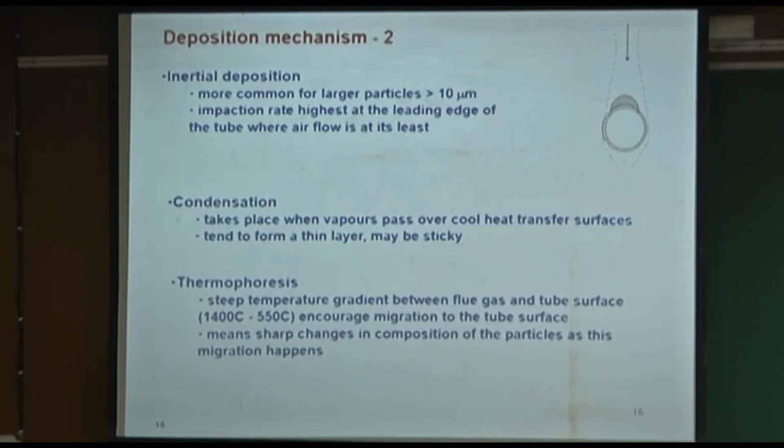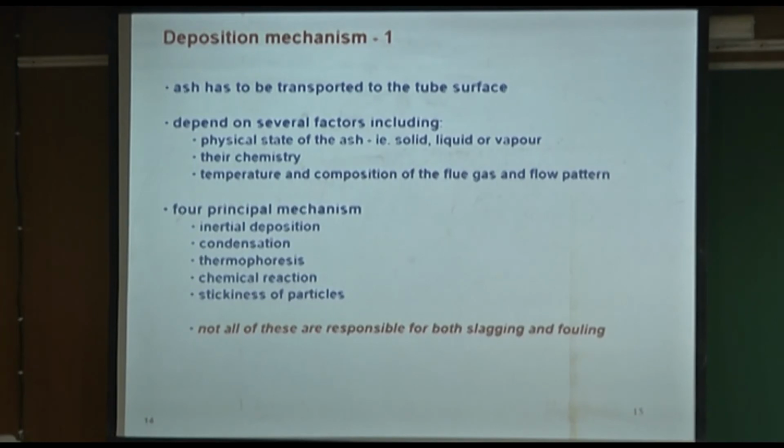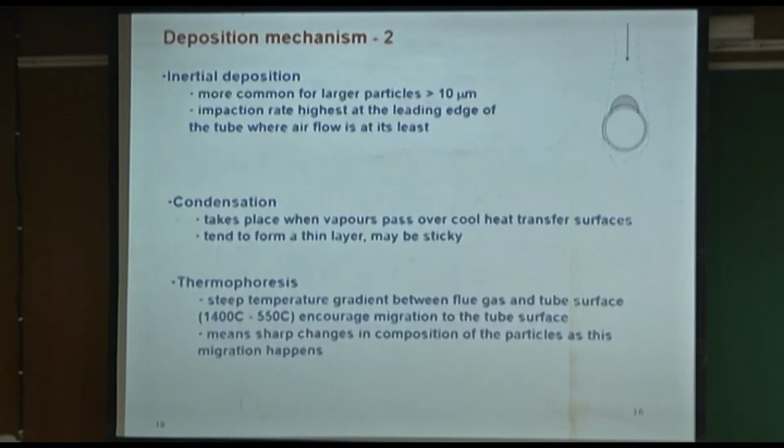So the 5 bullet points that I have in here: inertial deposition, that's what I'm discussing now. The inertial deposition is more common for larger particles, greater than 10 micron if they are present. These will predominantly come from the minerals. Their impaction rate is highest at the leading edge. As you can imagine, it's coming from in here, and at this edge it will be leading. It will be impacting higher, and then obviously surrounding it, it will slow down.